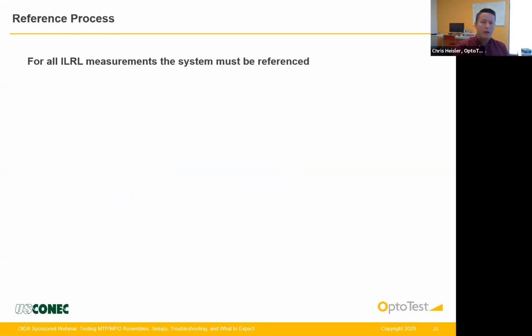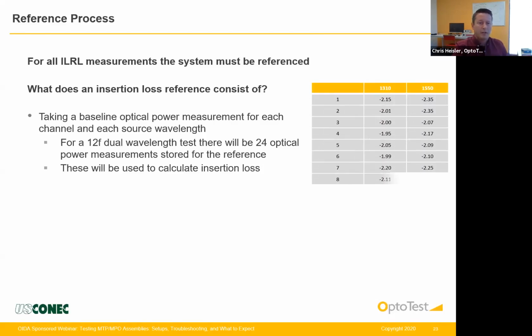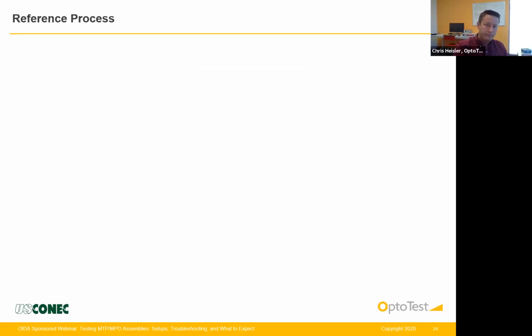So for all IL-RL measurements, the systems must be referenced. What does an insertion loss reference consist of? It consists of taking a baseline optical power measurement for each channel and each source wavelength. For a 12 fiber dual wavelength test, there will be 24 optical power measurements stored for the reference. These will be used to calculate insertion loss later.